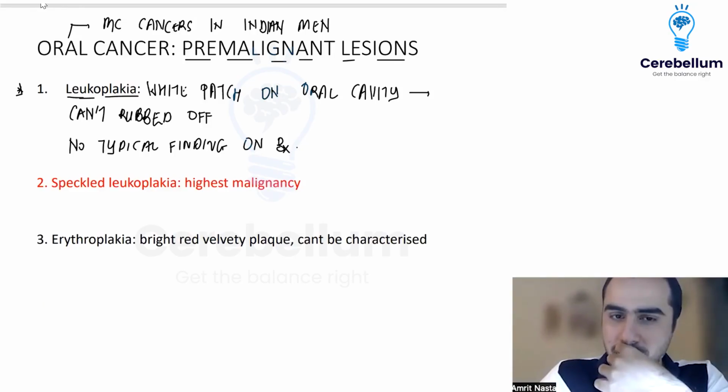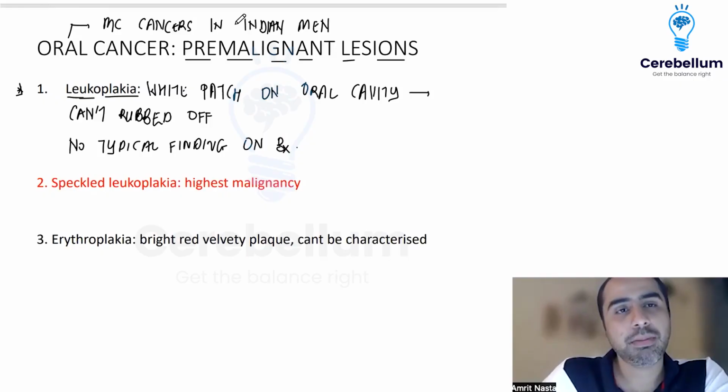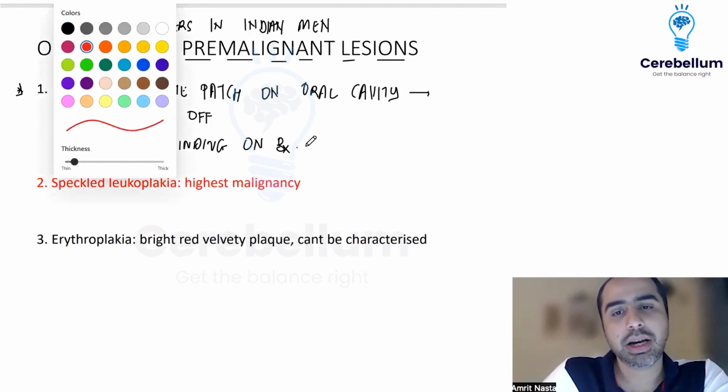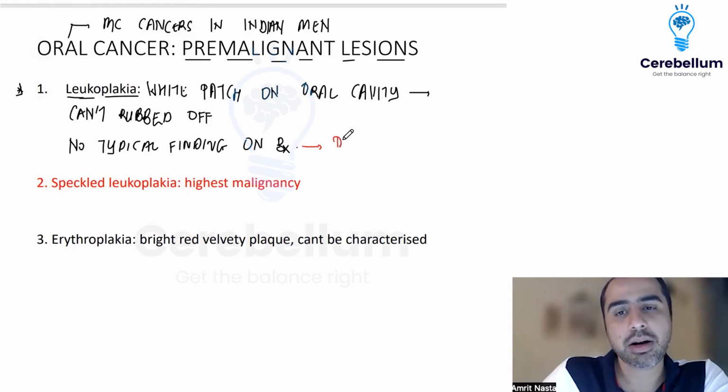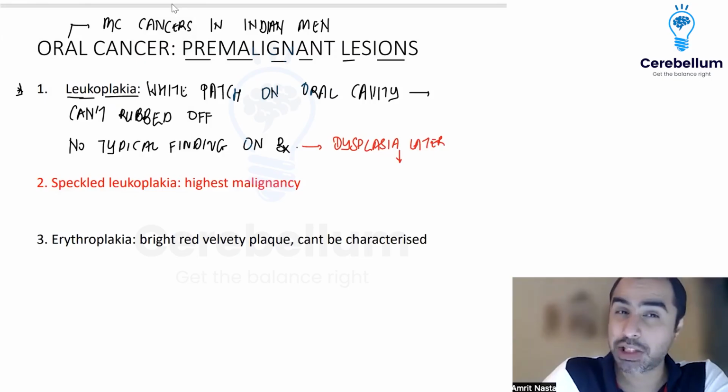Because like Barrett's, over time, it can undergo dysplasia. And this dysplasia will lead to which cancer? Which cancer will develop from leukoplakia, a pre-malignant lesion? Very good, SCC. Oral cavity cancer will be squamous cell carcinoma.